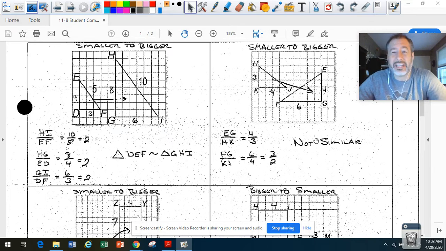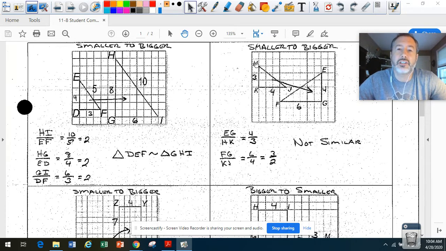Well, let's first see, are they similar or not? Let me take HK. It sort of looks like HK goes with EG. Let's figure out what these measurements are. So HK, from H I go 1, 2, 3, so it's 3, to KJ, 1, 2, 3, 4. So we have 3 and 4. Over here, from E to G, it's 1, 2, 3, 4. And from G to F, 1, 2, 3, 4, 5, 6. We have 6 here.